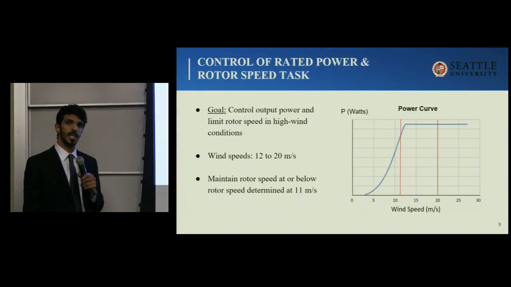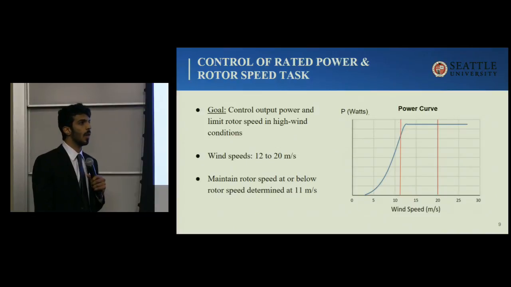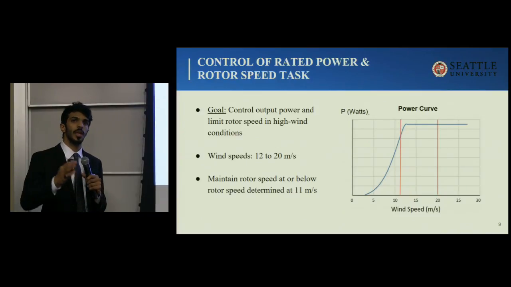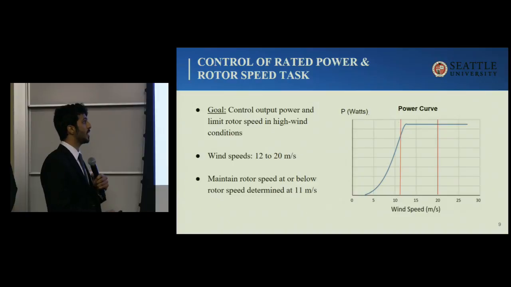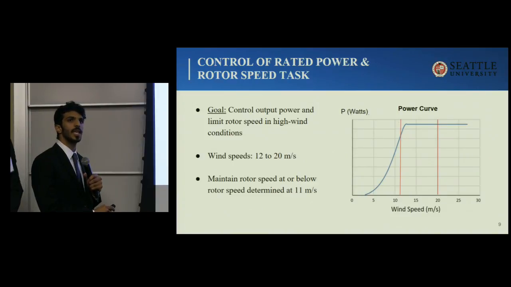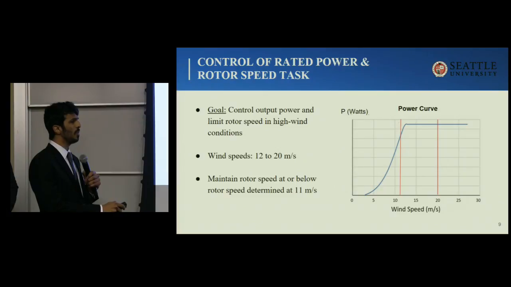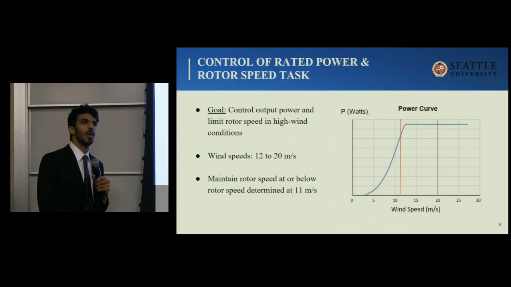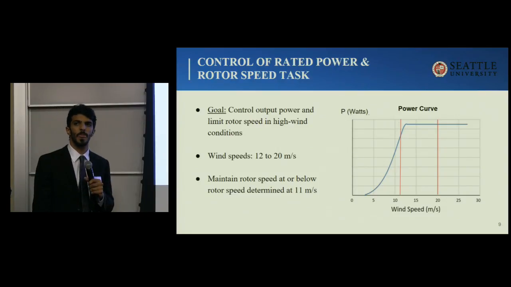The third task is the control of output power and control of the rotor speed. The goal here is to control the output power and the rotor speed obtained in the previous task. However, the wind speed now goes from 12 meters per second to 20 meters per second, which is really high. And the goal is to obtain this region, which is our rated power curve. One might ask, why do we need to control a turbine? Why not let it run and produce more power? One simple answer could be overprotection for our components, generator, and control system.